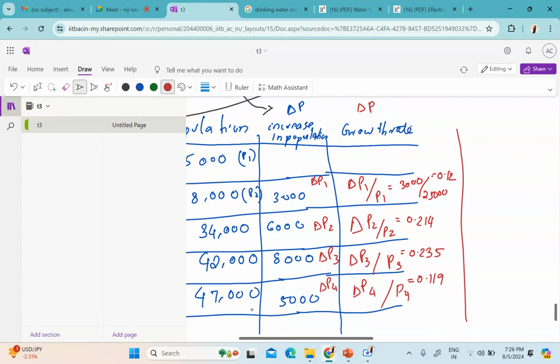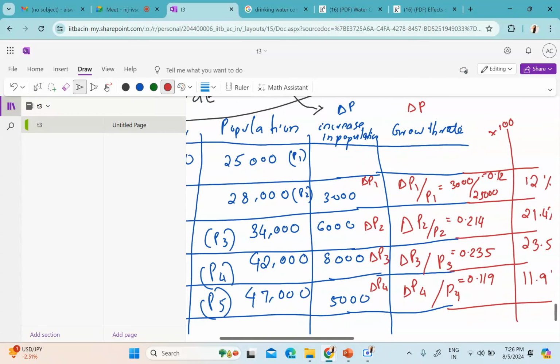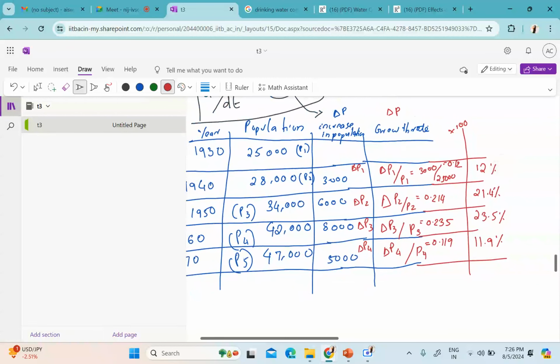Then if you want to convert into percentage, how do you do it? You have to multiply with 100, right? Then it will become 12 percentage, 21.4 percentage, 23.5 percentage, 11.9 percentage. Got it? Yes, in the time gap.